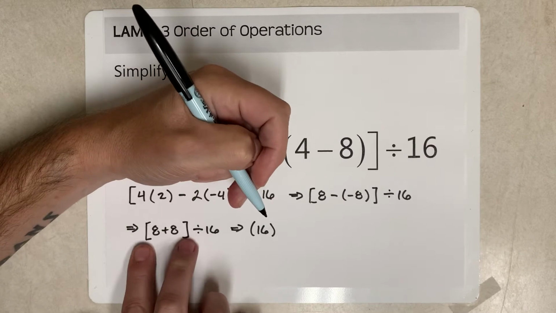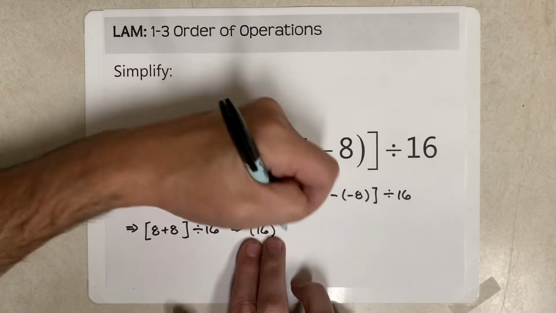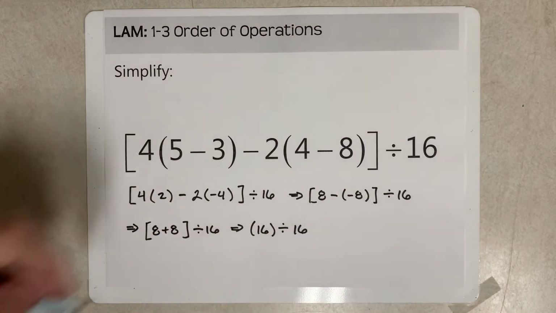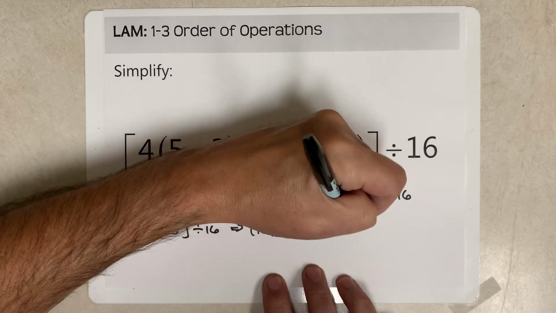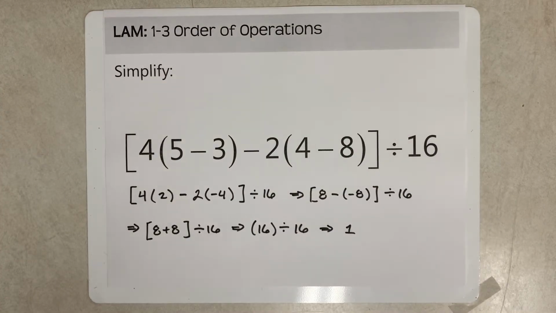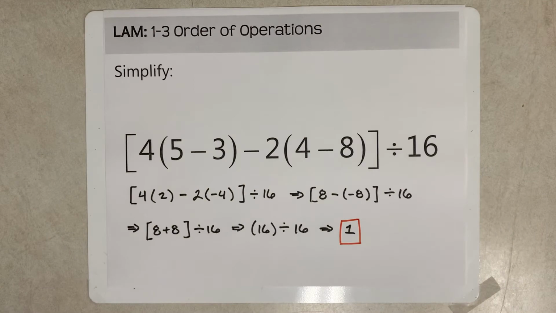Next step, inside the grouping symbols, 8 plus 8 is 16. Now notice how I switched from brackets to parentheses? That's fine, you can do that whenever you want. You have 16 divided by 16, and that's going to turn out to be 1. When you get a lot of work on your paper like this, one way to help your teacher out is to take your answer and either circle it, or I prefer boxing it in. Box in your answer so your teacher can go right to it and there won't be a problem with them trying to hunt around to find it.